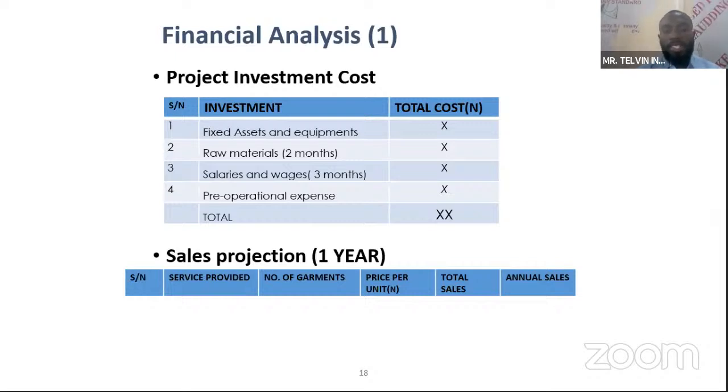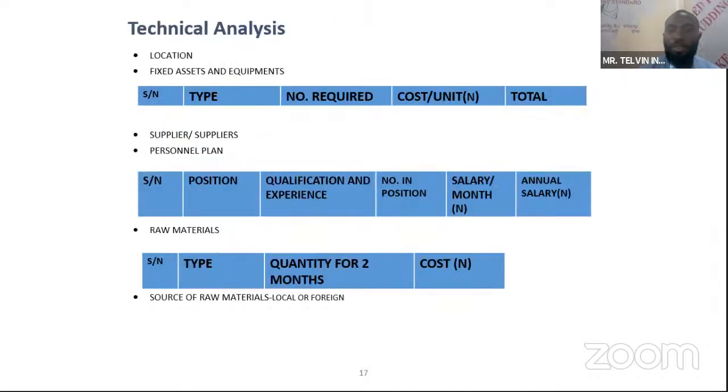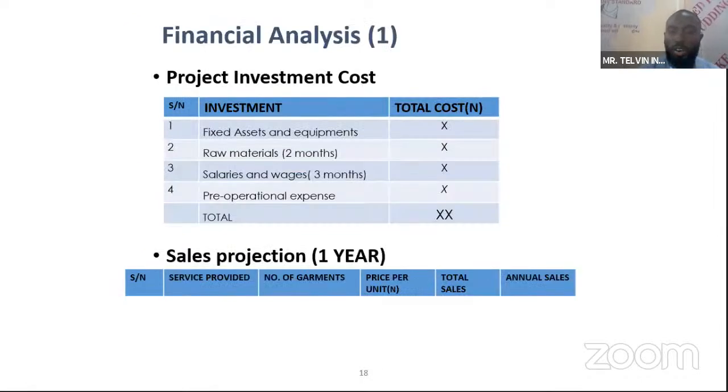Then salaries projection for 1 year. That will be part of your financial analysis. And you remember that if you look at your personnel plan, you will see at the end of the blue line there, after serial number, position, qualification and experience, number and position, salary amount, you have your annual salary there. That will now come under your sales. You see your sales projection there.